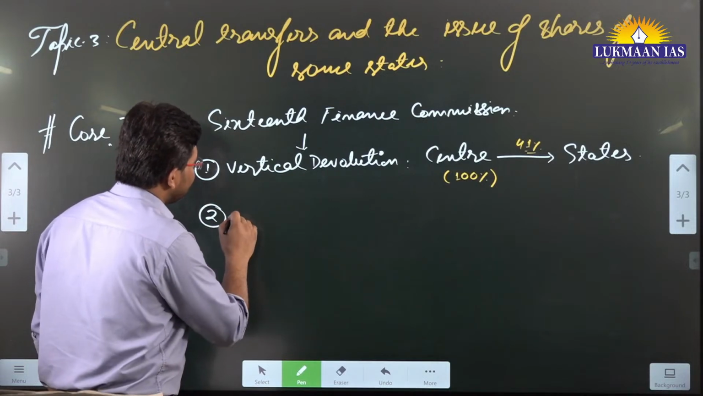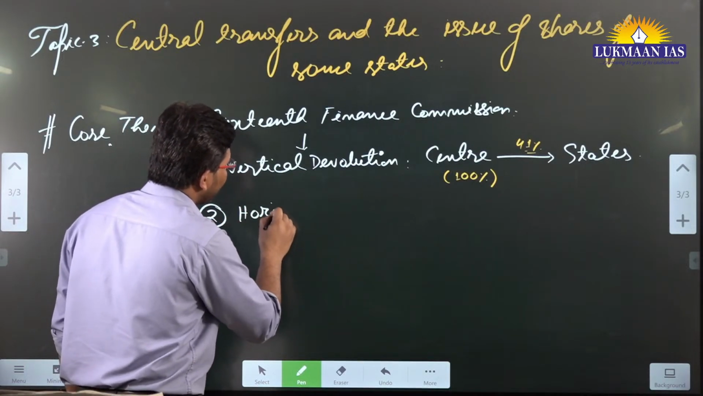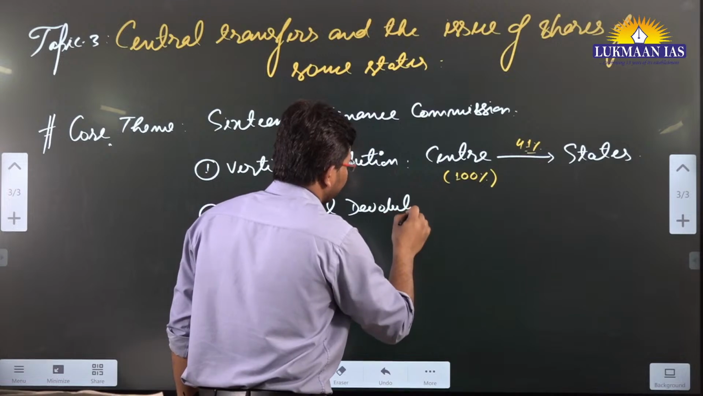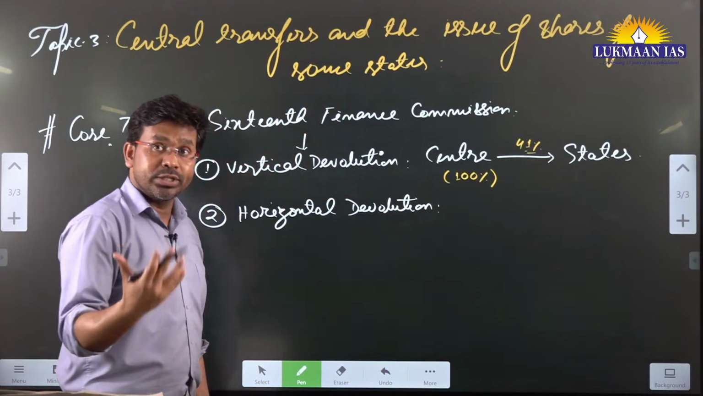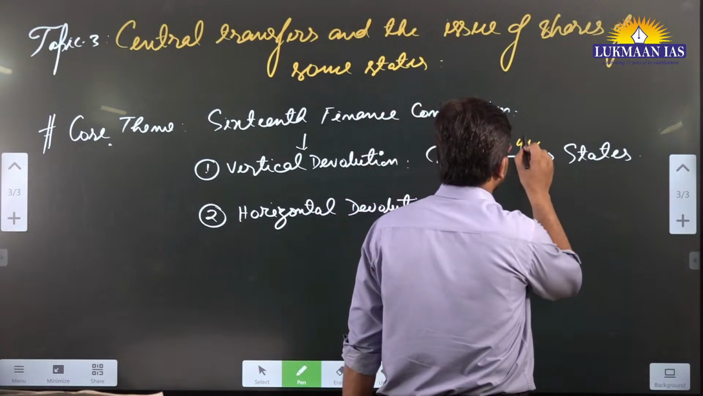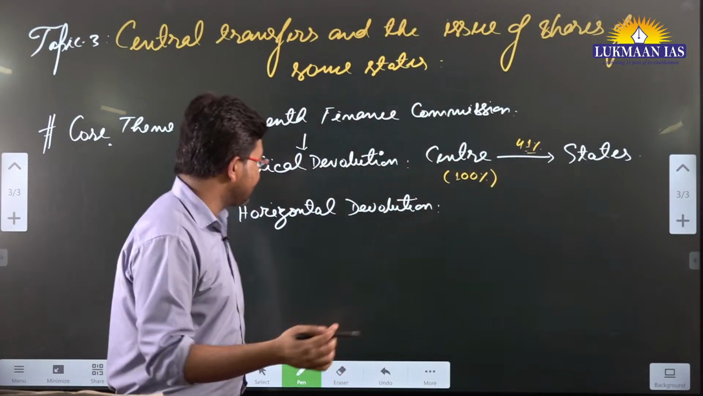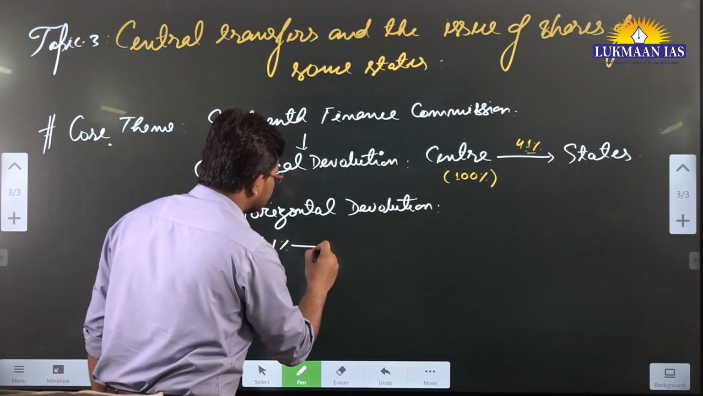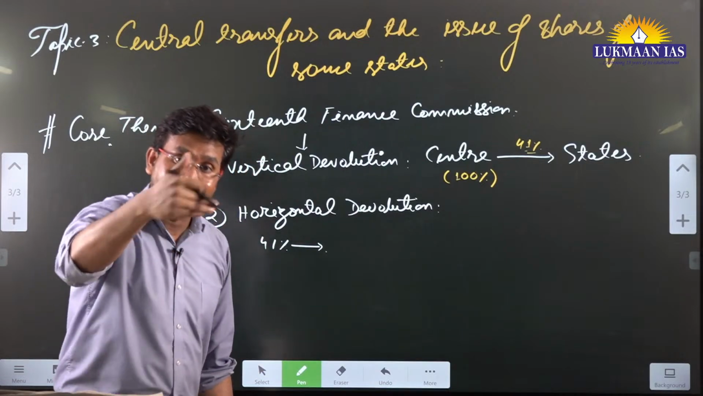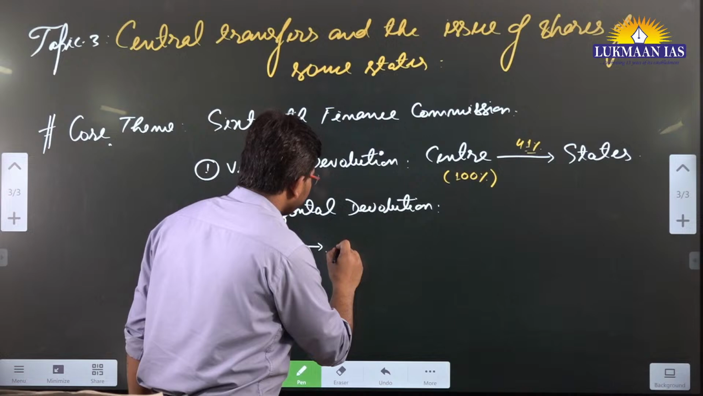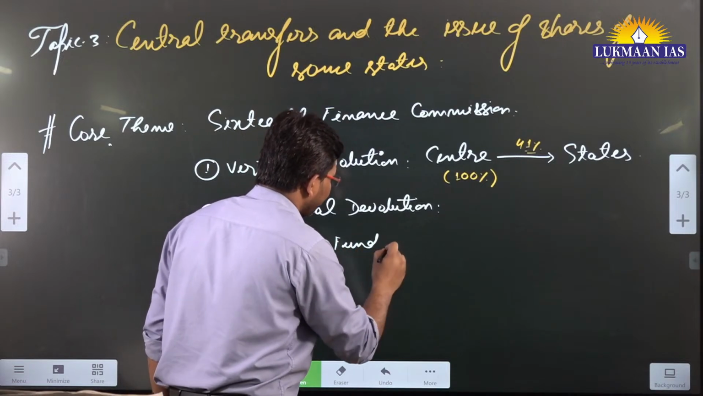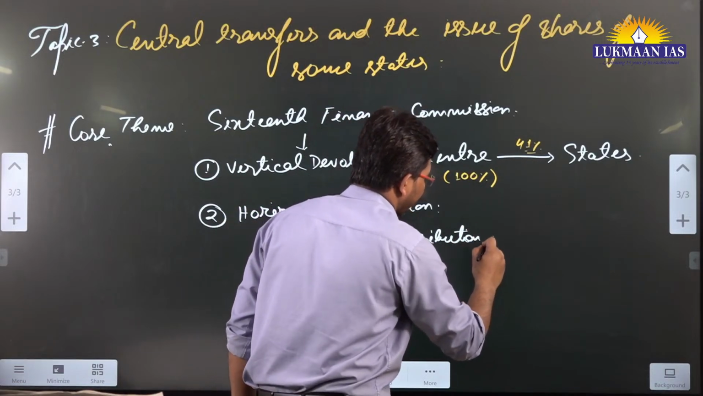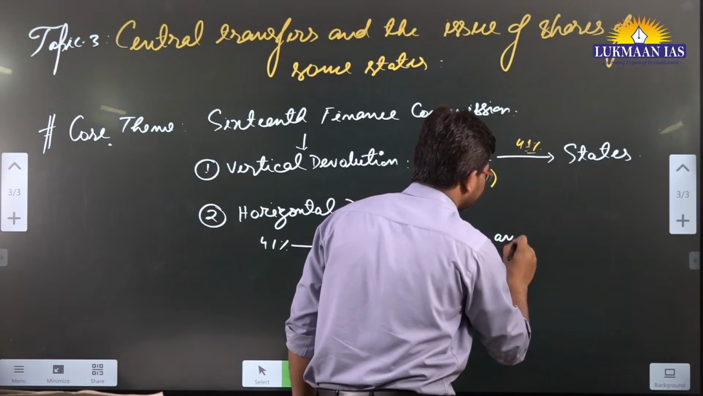Then there is another issue that is known as horizontal devolution. We are going to understand this topic quickly. What do we mean by horizontal devolution? Horizontal devolution means out of the total money that is earmarked for the state governments, let's say out of 100, 41% is earmarked for the states. How is this 41% going to be distributed among the states? That is the fund distribution among the states.